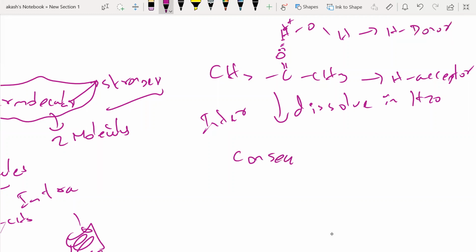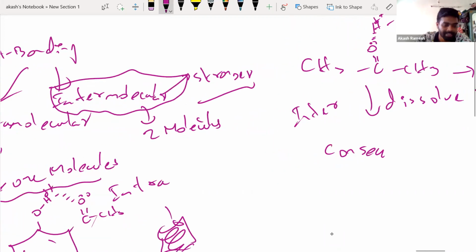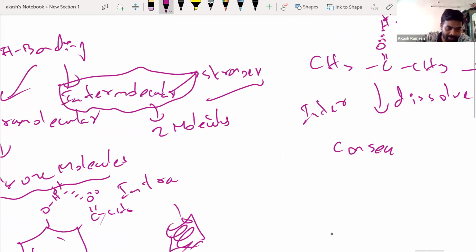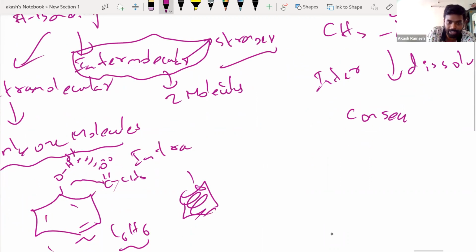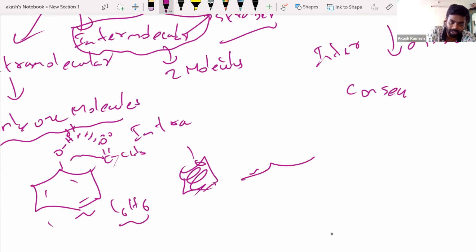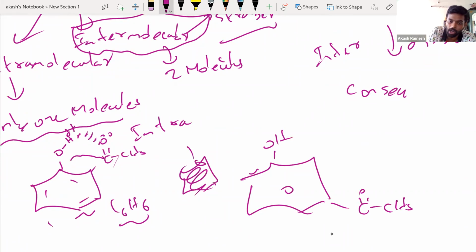Sir, the distance between the intramolecular hydrogen bonding is more than that of intermolecular hydrogen bonding, I understand what you're telling. Obviously, the distance here should be close enough to form hydrogen bonding. But if I have a molecule like this, with an OH and say a COCH3 here, the distance is very large, so this cannot have intramolecular hydrogen bonding, but this can have intermolecular.